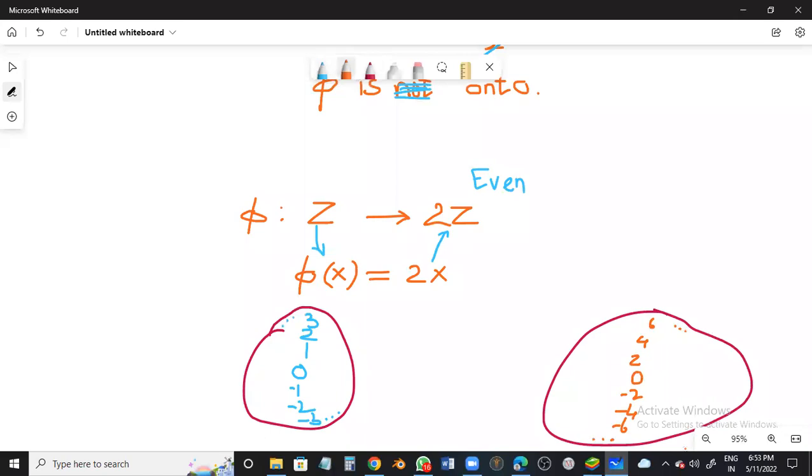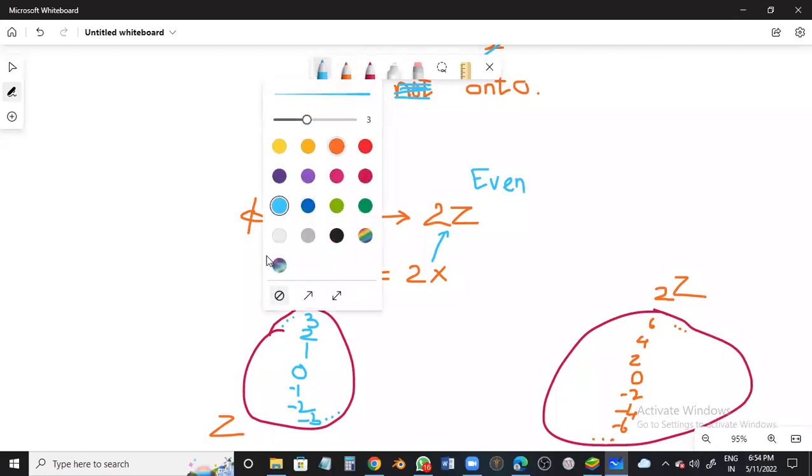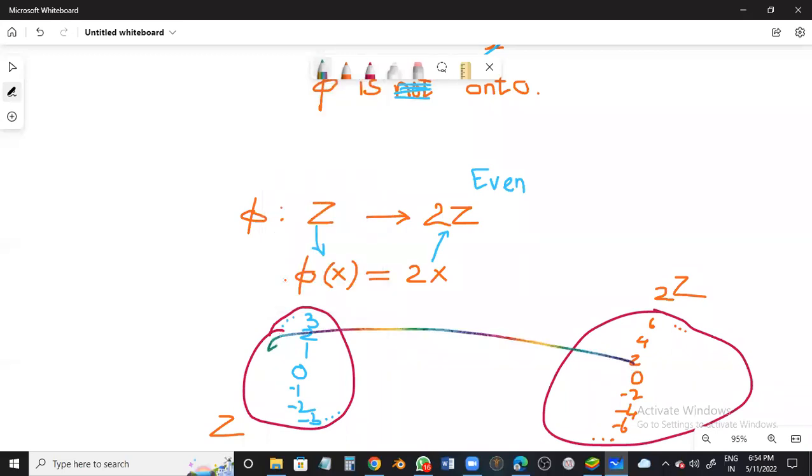Is it right? Now, you just tell me, is every member of this 2Z mapped somewhere? Yes. Every member of 2Z has a pre-image. I hope every one of you agrees with me. If not, you tell me a member which is not having any pre-image. Pre-image of 2Z. I'm extremely sorry.